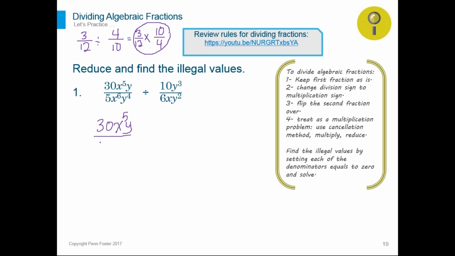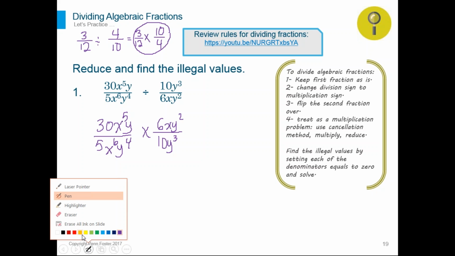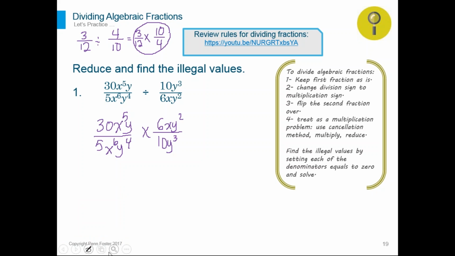The first fraction, the same exact thing that appears in your question, times, flip over the second fraction, 6xy squared over 10y cubed. The next thing I want to do is to cancel out things from the numbers. I'm not going to touch the variables now. I want to multiply across the variables later and then reduce. But as for numbers, I just prefer to do them now.